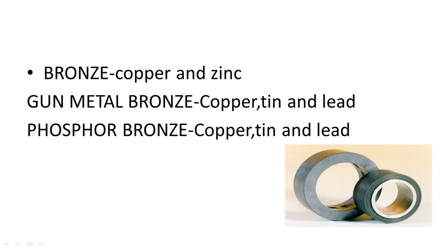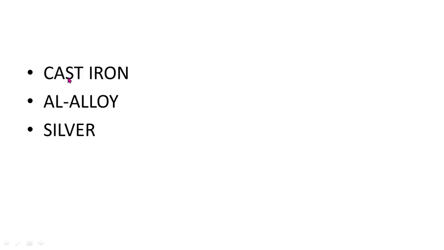And the next comes the cast iron bearing, which is used where the journal is made of steel, and it can sustain a maximum pressure of up to 3.5 Newton per mm square, which is quite a low value. It is suitable where lubrication is inadequate. And next is the aluminum alloy bearing. These are also used in many applications. And the last one is the silver bearing.